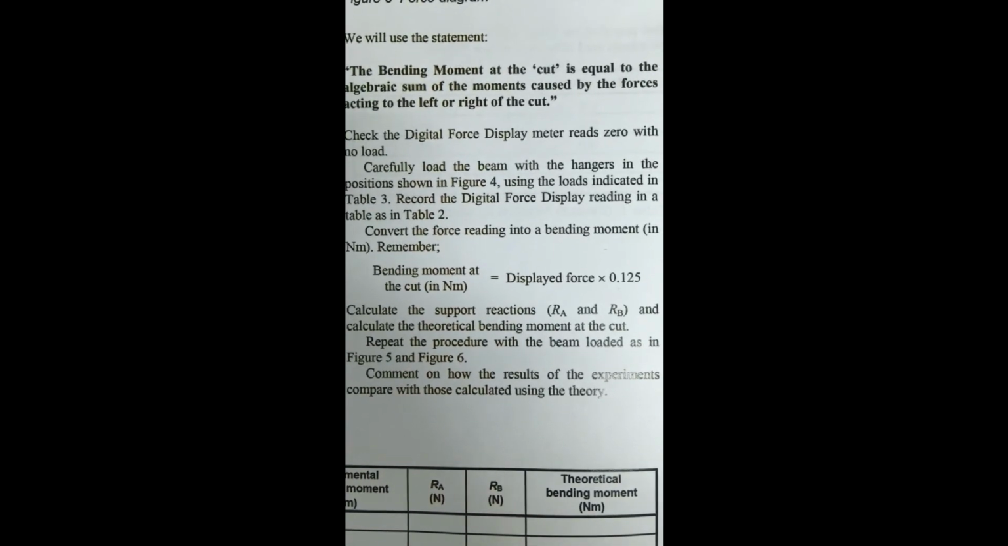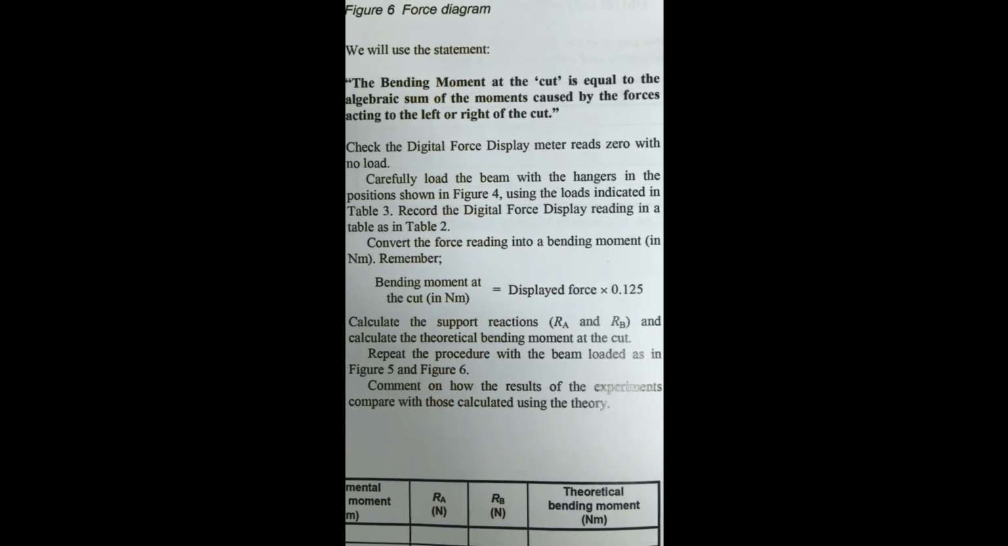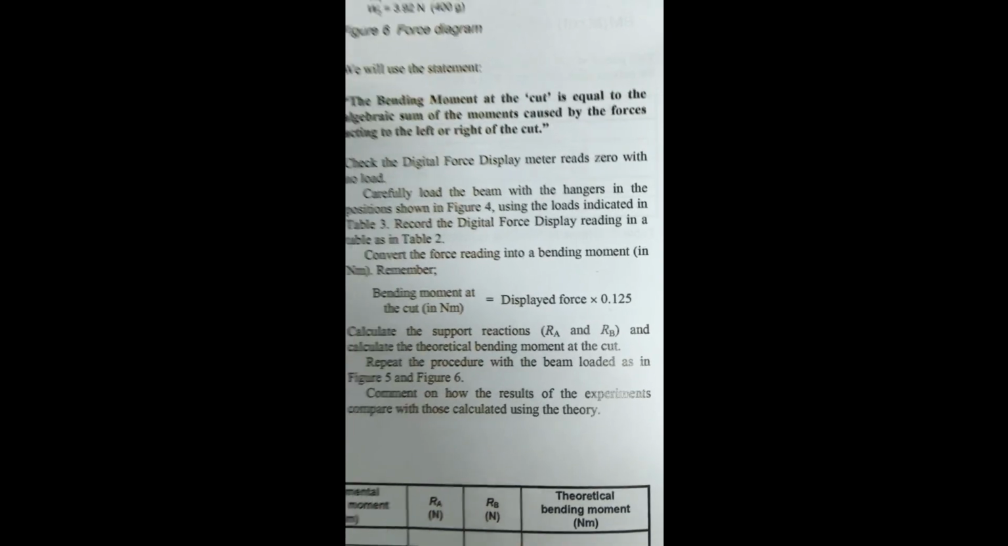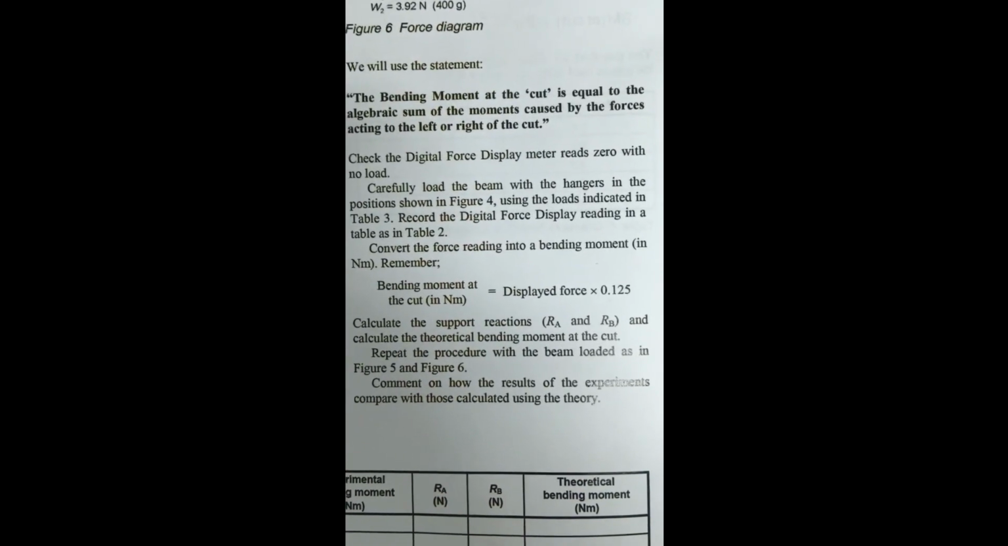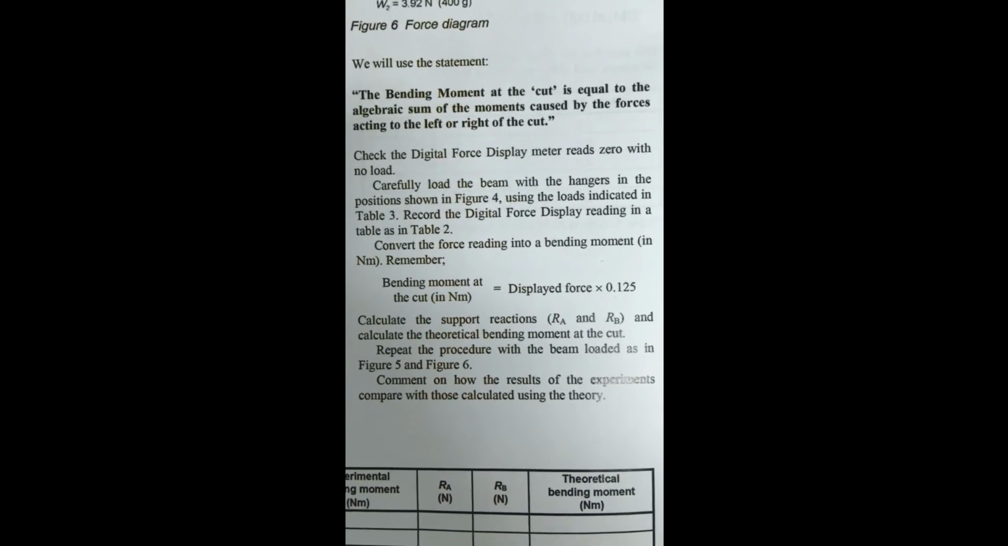Now, to convert the force reading into a bending moment, remember that bending moment at the cut is equal to the displayed force times 0.125. Calculate the support reactions RA and RB and calculate the theoretical bending moment at the cut.